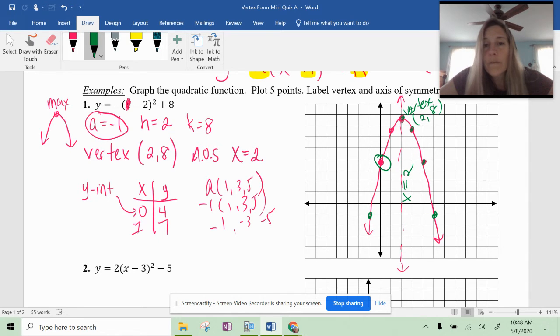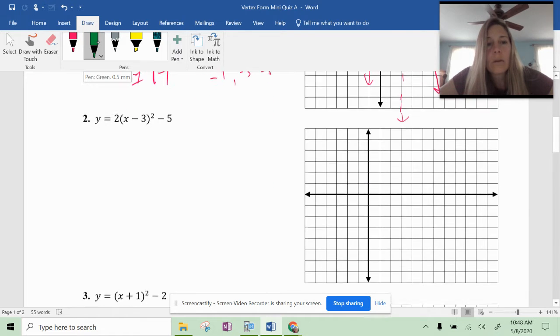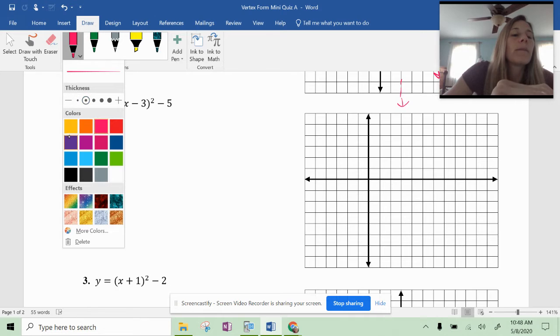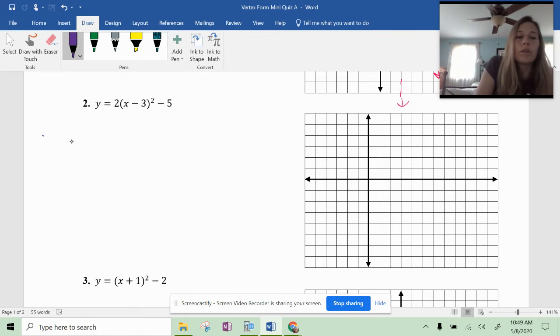All right, so we'll do a couple more for some practice. We've been doing this for a few days now, so hopefully you have a pretty good understanding of how to do these graphs. Okay, so number 2, let's see.